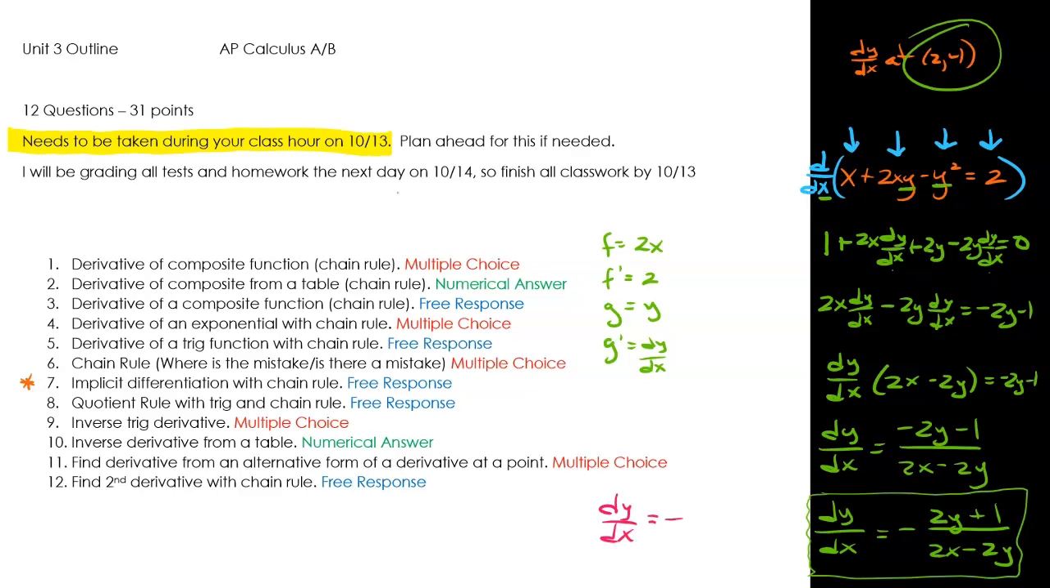So, negative 2 times 4 plus 1, over 2 times 2 minus 2 times 4. And what would that be? 9 on top, 4 minus 8 on the bottom, negative 4. So two negatives make this positive 9/4. God, that's terrible writing. I'm not happy with myself.